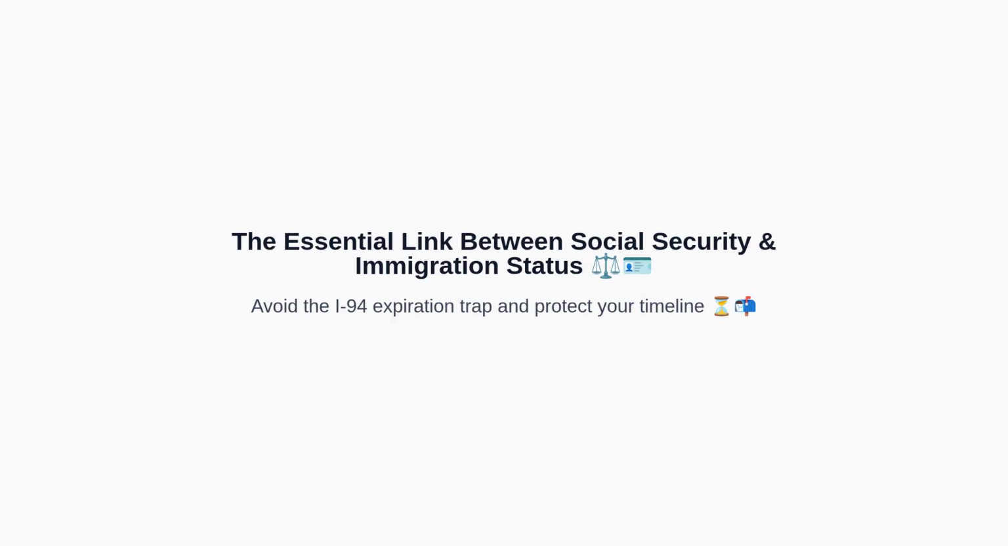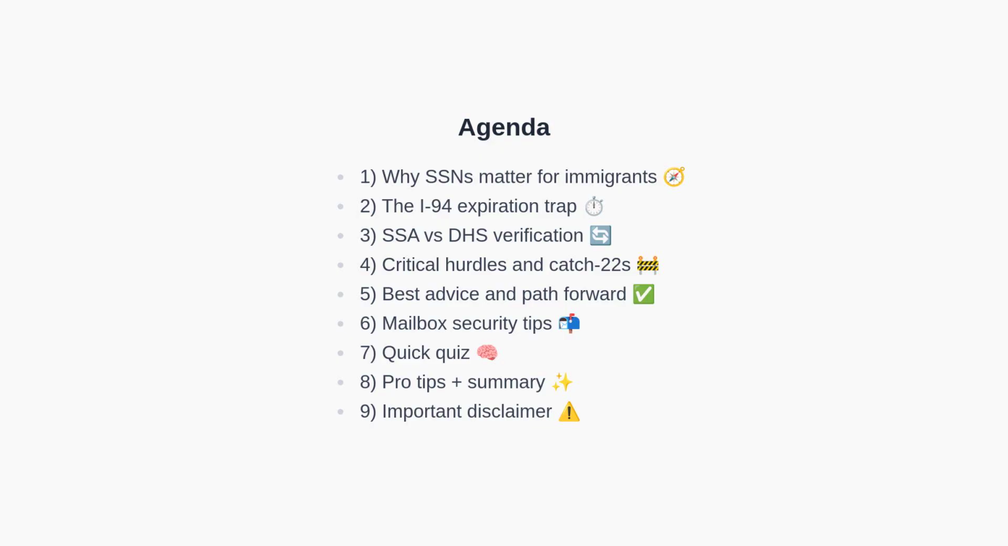Next, we will break down the I-94 expiration trap, the SSA and DHS verification process, and how simple mail mistakes can reset your progress. Finally, we will share a best path forward, practical tips, and a short quiz to lock in your understanding. Here is our agenda.